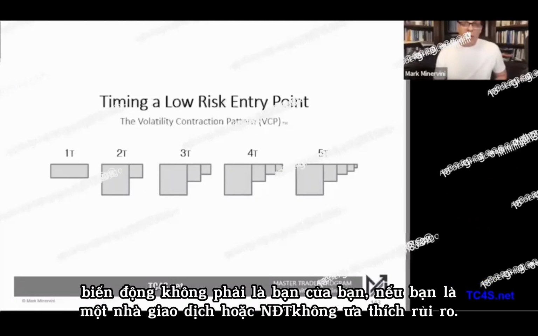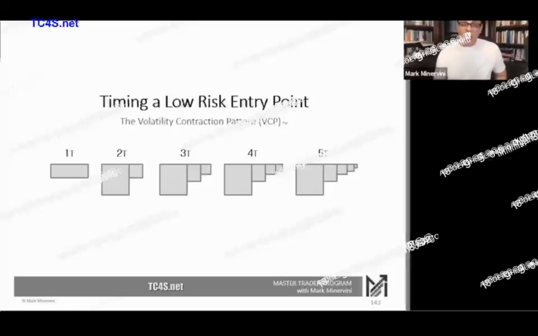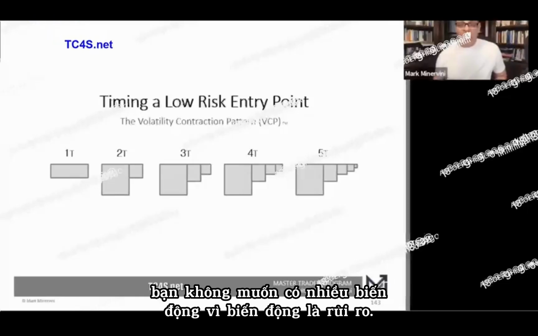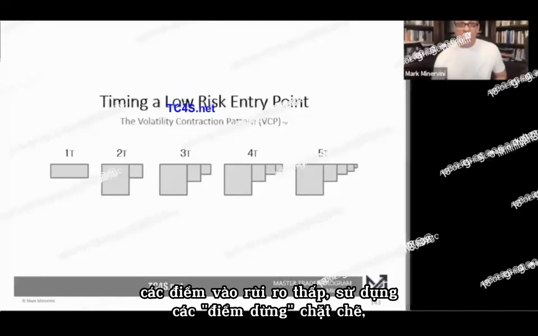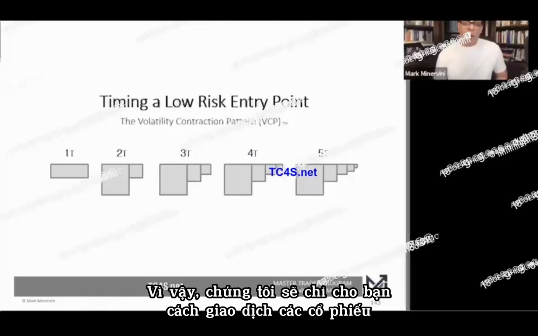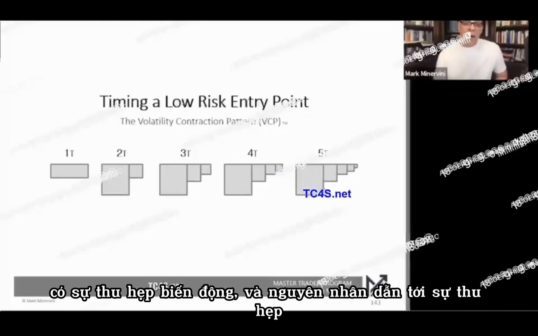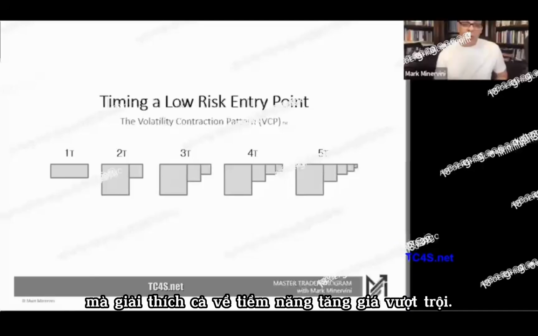Virtually all the buys that I make and Mark makes, and even David Ryan, we're all looking for volatility contraction and buying from the right side of the base when volatility is very low. Volatility is not your friend. If you're a low risk trader or investor, you want low volatility, you want high alpha, low standard deviation. You don't want a lot of volatility because volatility is risk. And when we're using very low risk entry points using tight stops and so forth, volatility is what will cause us a lot of grief. So we're going to show you how to trade the stocks that have that volatility contraction, and when they're coming not only from a low risk standpoint, but when they have very explosive potential.